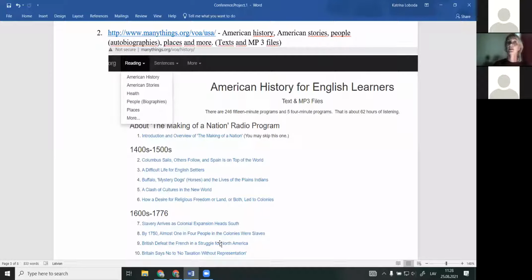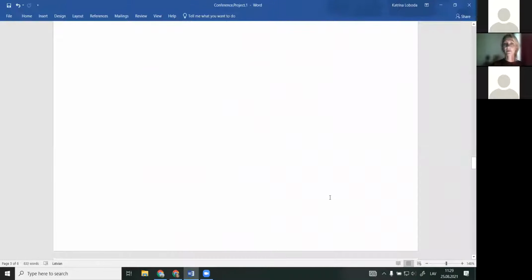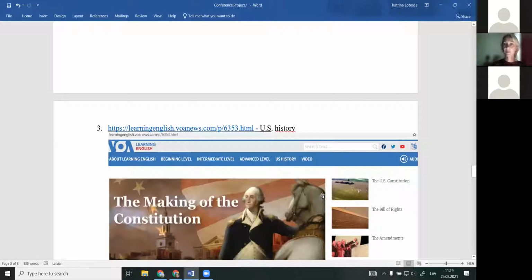Then there are also American stories, people, like biographies. I love this topic, and students are always interested to talk about influential or important people from their history, and places and so on. So this is great for students to listen or to read. It depends on what they prefer or which skill you would like to develop.